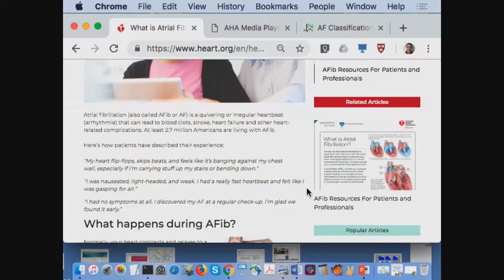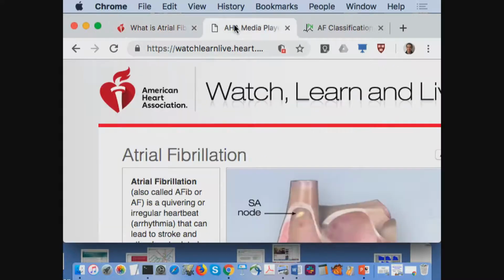My heart flip-flops, skips beats, feels like it's banging against my chest wall, particularly when I'm carrying stuff up my stairs or bending down. OK, now let's try to look at a picture of it.